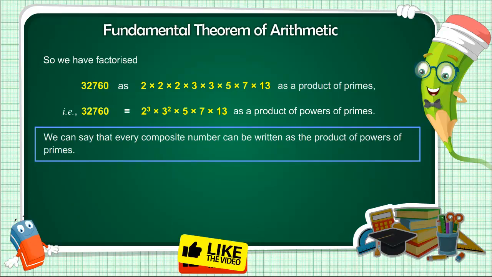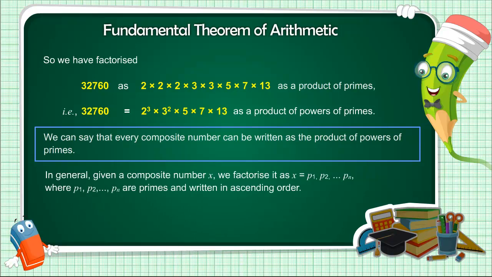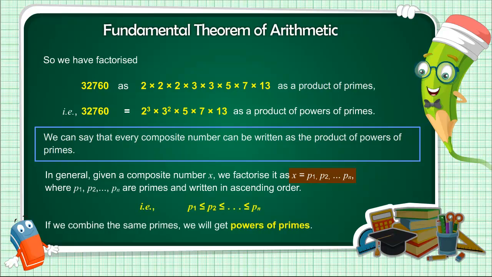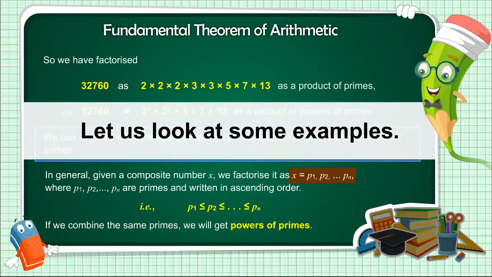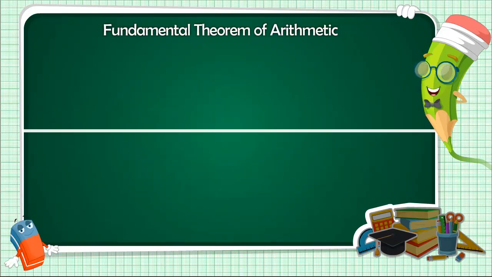The prime factorization of a natural number is unique, except for the order of its factors. In general, given a composite number x, we factorize it as x = p1 p2 ... pn, where p1, p2, ..., pn are primes and written in ascending order. If we combine the same primes, we will get powers of primes. Let us look at some examples.